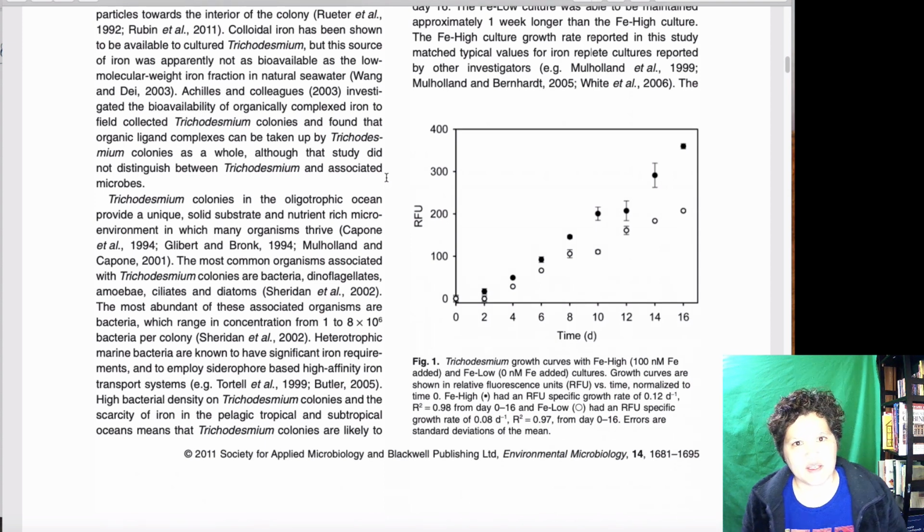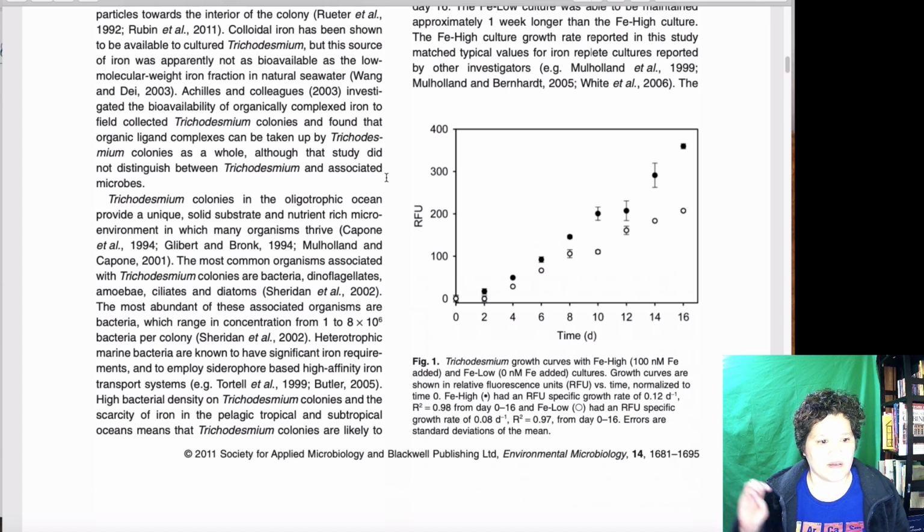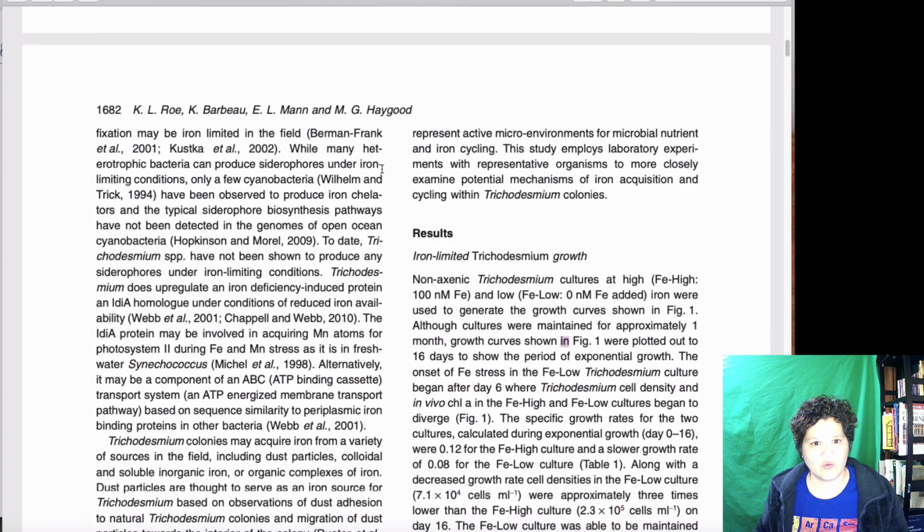So now what they're saying is, because these colonies are known to have very high densities of bacteria that are associated with them, that means they also need a lot of iron. And then right here, you can see the very last sentence is very explicitly spelling out what they're doing. This study employs laboratory experiments with representative organisms to more closely examine potential mechanisms of iron acquisition and cycling within Trichodesmium colonies.